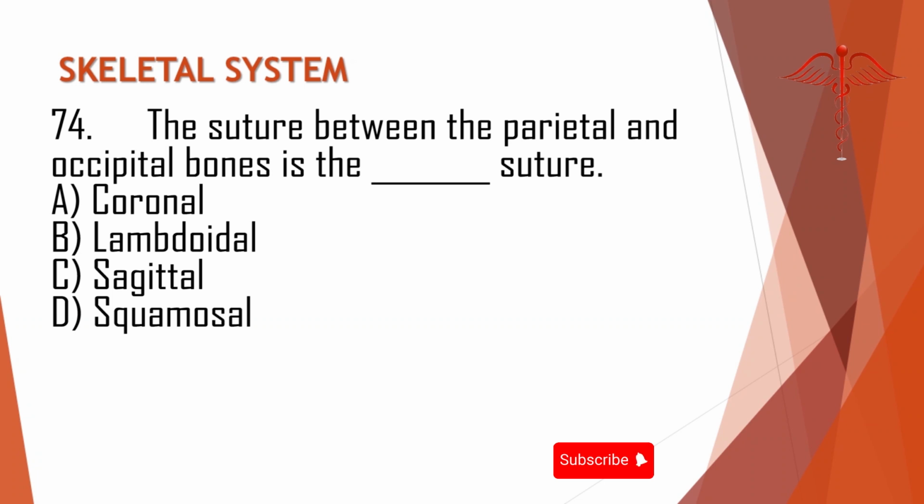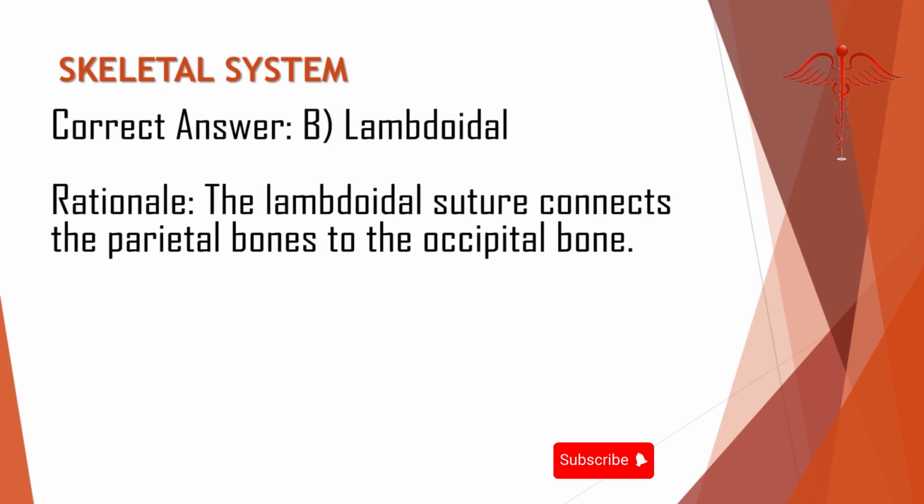74. The suture between the parietal and occipital bones is the dash suture. A. Coronal. B. Lambdoidal. C. Sagittal. D. Squamosal. Correct answer, B. Lambdoidal. Rationale: the lambdoidal suture connects the parietal bones to the occipital bone.